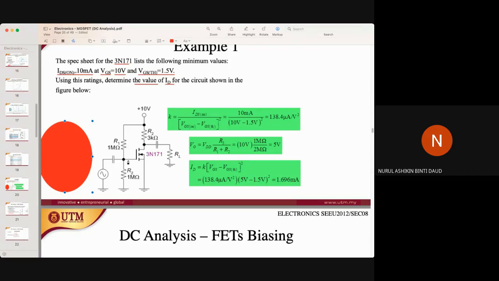You can see that R1 and R2 are actually connected in parallel to this gate. So same as BJT, first of all, find the value of the currents that flow inside here. The currents that flow inside R1 and R2, even though it is parallel, it is the same. So the value of the potential voltage at the gate here is the same.